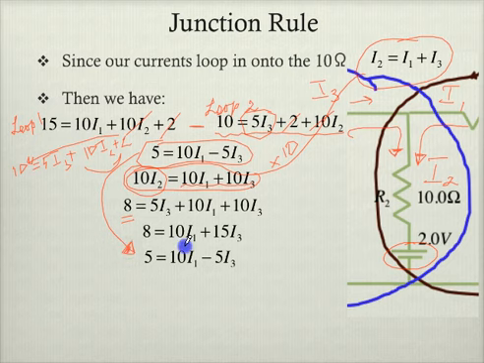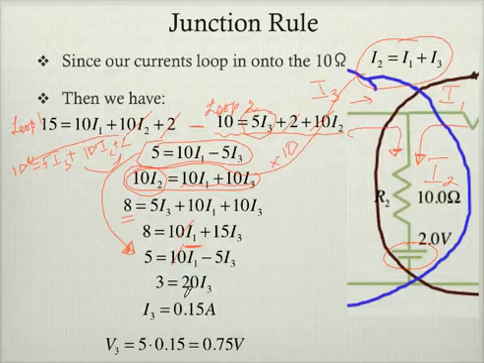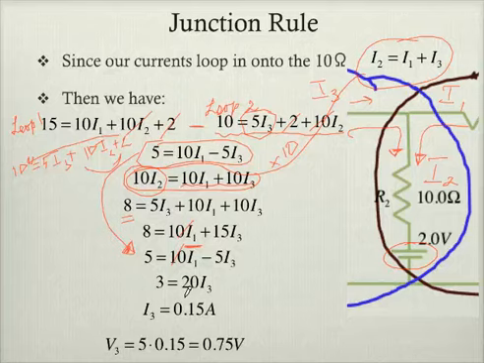And then again, I will subtract this equation from that. And I will end up with 3 equals. So I lose these two guys. Bam, bam. My favorite thing to do. And minus minus becomes a plus. So it's 3 equals 20i3, which gives us I3 equals 0.15 amps. And since we're figuring out the potential difference, the resistance is 5, so therefore it's 5 times 0.15 is 0.75 volts. And that's it.